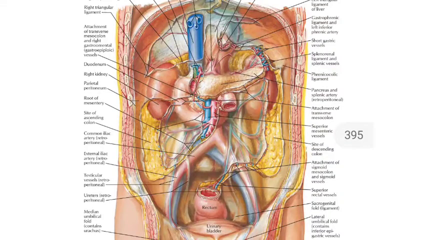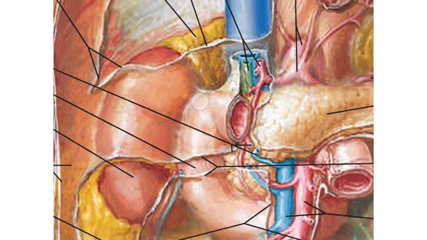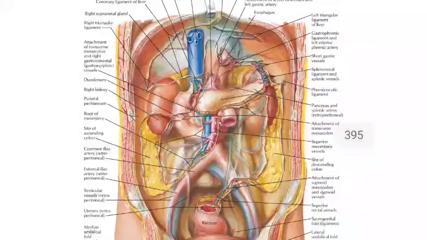We are going to see the first part of the duodenum. This region is the first part of the duodenum. It starts from the pylorus region and extends to the superior duodenal flexure, that is this flexure. The length of the first part is around 5 centimeter.